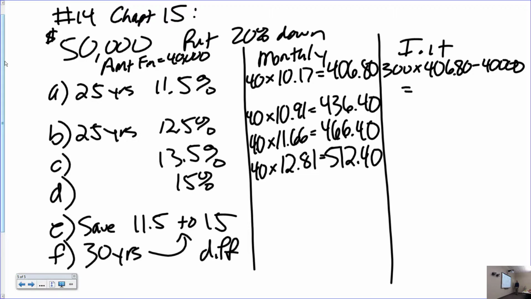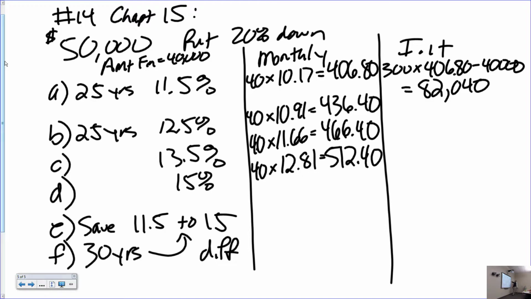That was aggressive. I'm subtracting 50,000 instead of 40,000. You have to subtract the amount financed, not the price. 82,040. Yes. Rinse and repeat, folks.